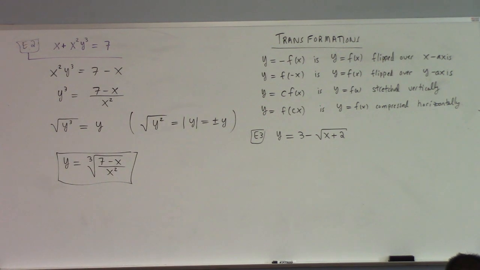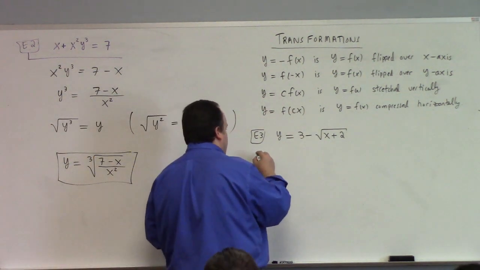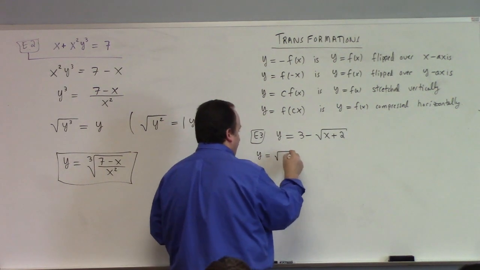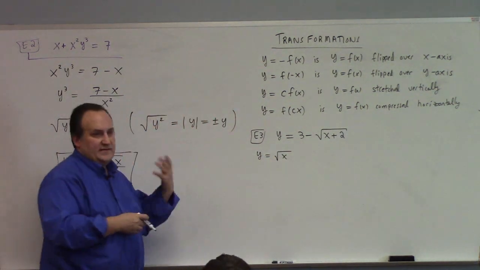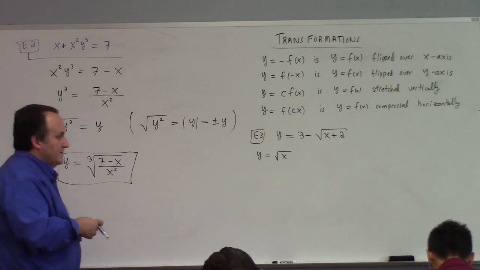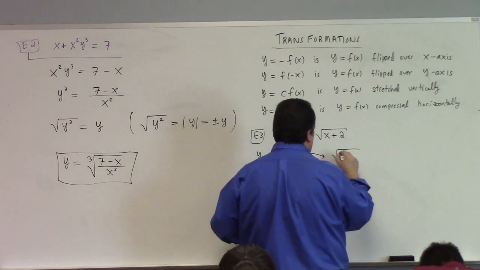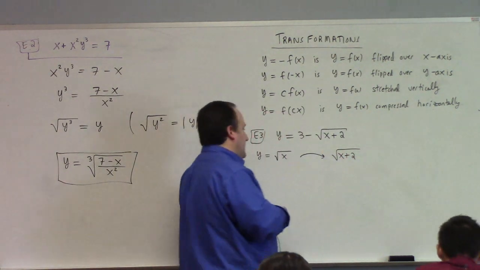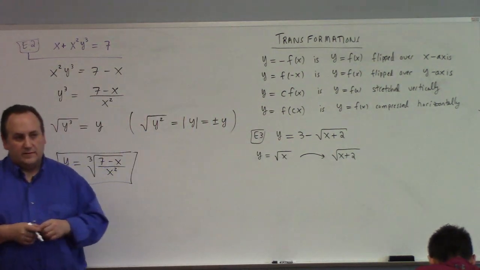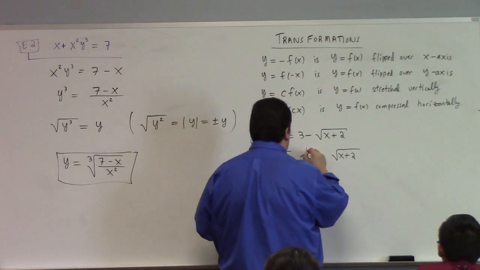So how does that work? What we're going to do is start with y equals the square root of x, right? That's our basic graph. We know how that goes. And then I can take that and do what? I can change that to the square root of x plus 2. How do I do that? Geometrically, what is that? Shift to the left. Yep, shift left 2.